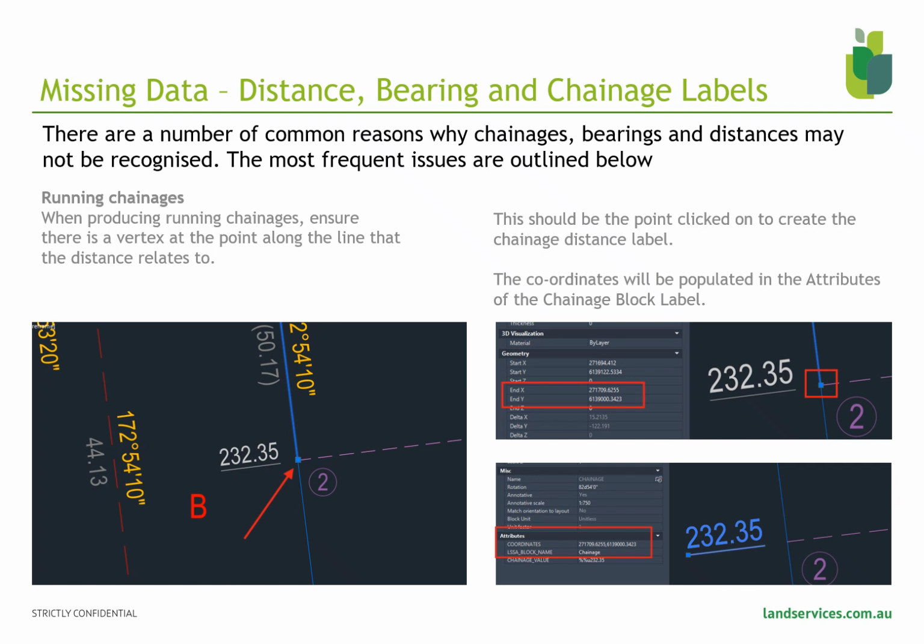Secondly, when you create a chainage label, make sure you click on a vertex point of the line the chainage is referring to. If you don't click on this vertex along the line, the coordinates won't populate the chainage block attributes correctly, and the chainages won't be picked up. You can see in these images how the attributes should look when created correctly.